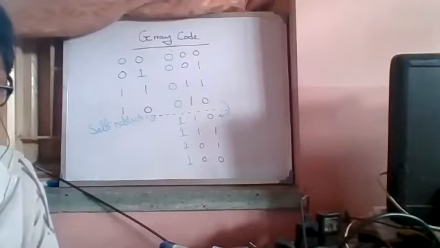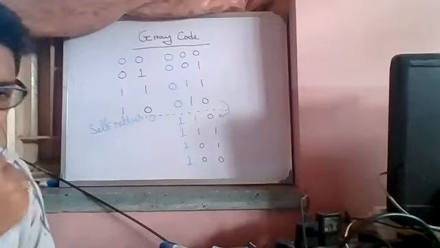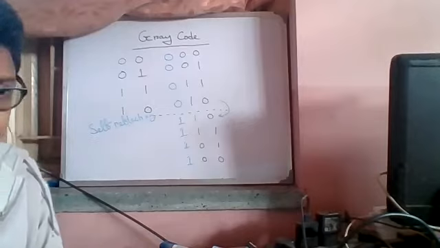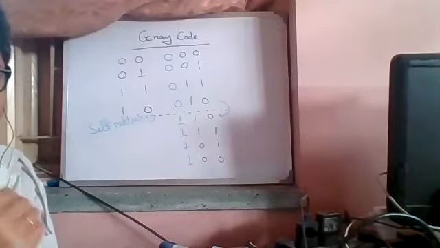Now another disadvantage that these Gray codes have is that it is an unweighted code. Gray code is an unweighted code.